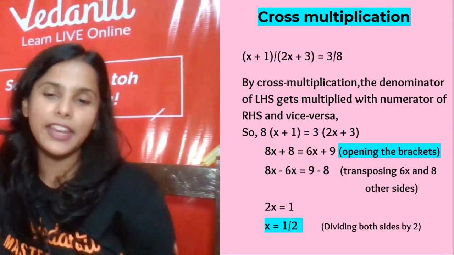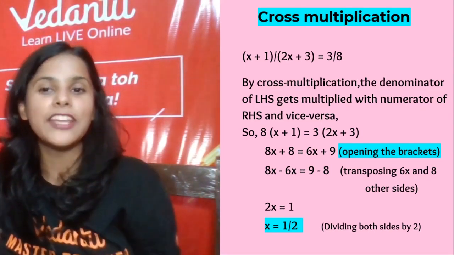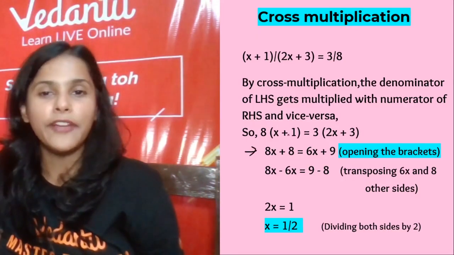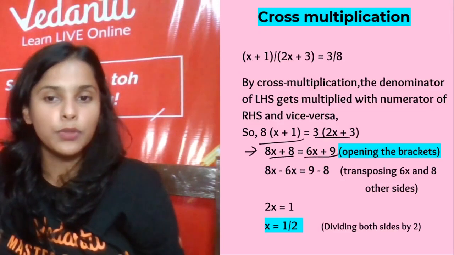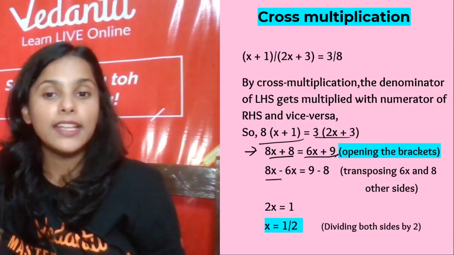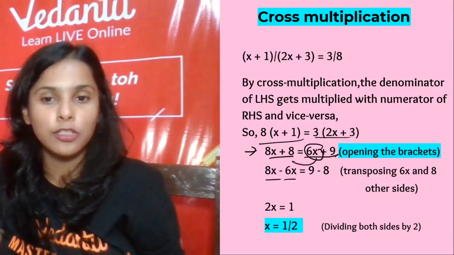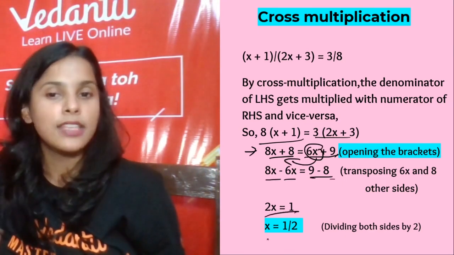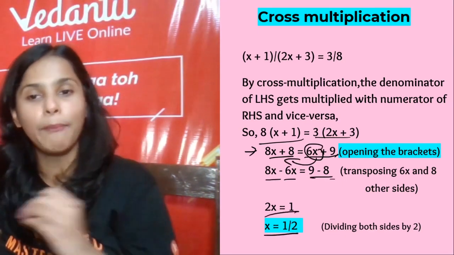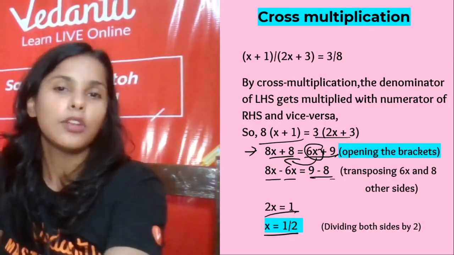Okay, very simple. Just do the cross multiplication and solve the brackets. So you have done the cross multiplication and you got 8x plus 8 is equal to 6x plus 9. So 8x minus 6x, taking 6x to the LHS and 8 to the RHS. So minus of 8. So 2x is equal to 1 and x is equal to 1 by 2. As simple as that.